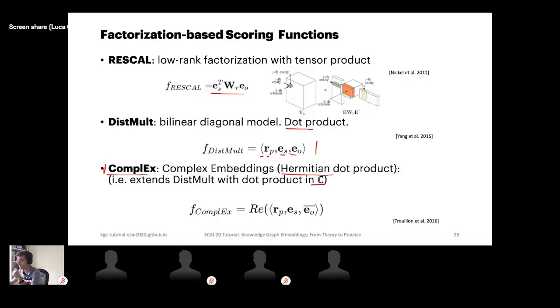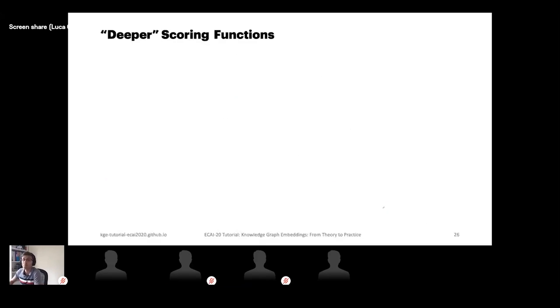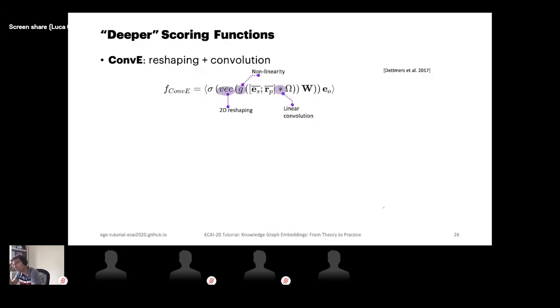Now, this is, as I said, still a very, very popular model used across the board and in applicative scenarios, together with translating embeddings, for example, right? But there are families of models which, if you want, adopt a different rationale, different strategies. I call them deeper scoring functions, because deeper from an architectural point of view. There is another popular model called convolutional embeddings, ConvE, that uses reshaping and convolution to score a triple, right?